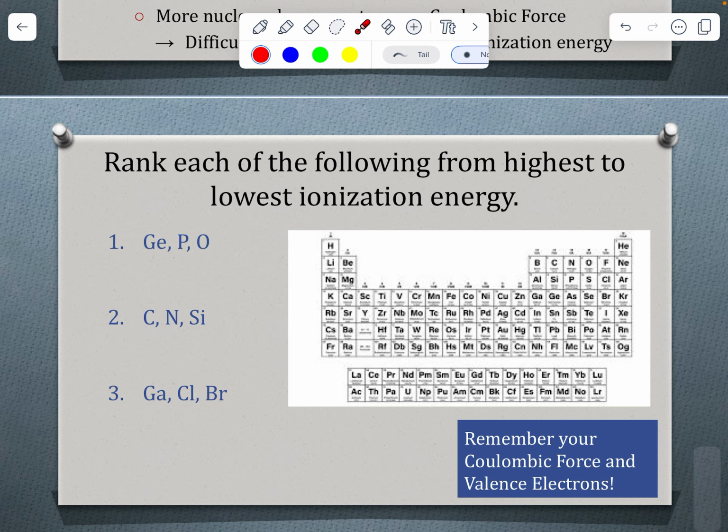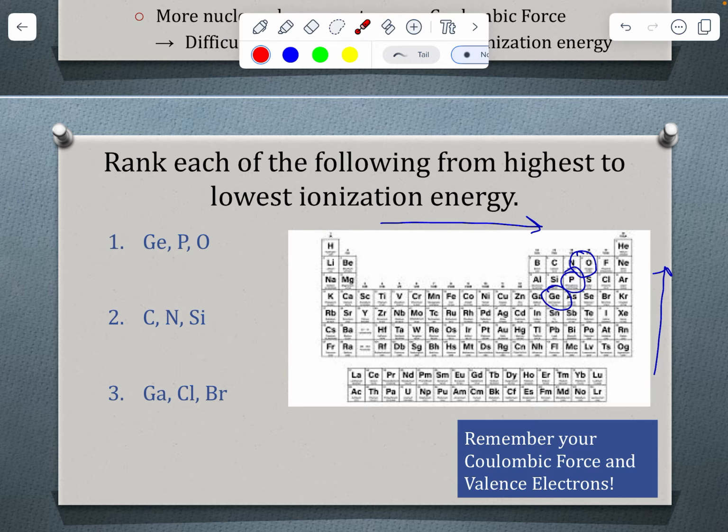All right, now let's rank from highest to lowest ionization energy for these elements. So looking at GE, and we've got oxygen, phosphorus, there we go. Those ones there. So from highest to lowest ionization energy, if it's helpful, draw that trend. We're looking at these here.